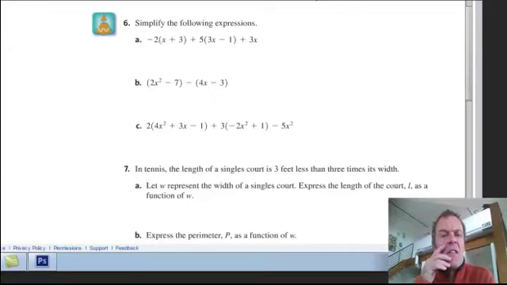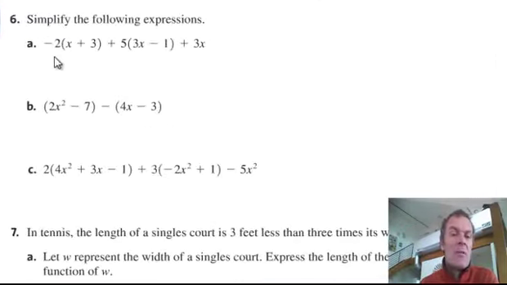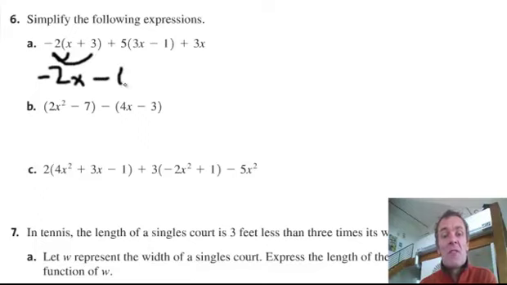Right, okay, so when you see things like "simplify the following expressions," it looks like we're going to be using the distributive law and then adding or subtracting like terms. So let's have a look at this one. What's negative 2 times x? That's negative 2x. But also, what's negative 2 times 3? That's negative 6. So we've done the first little distributive law.